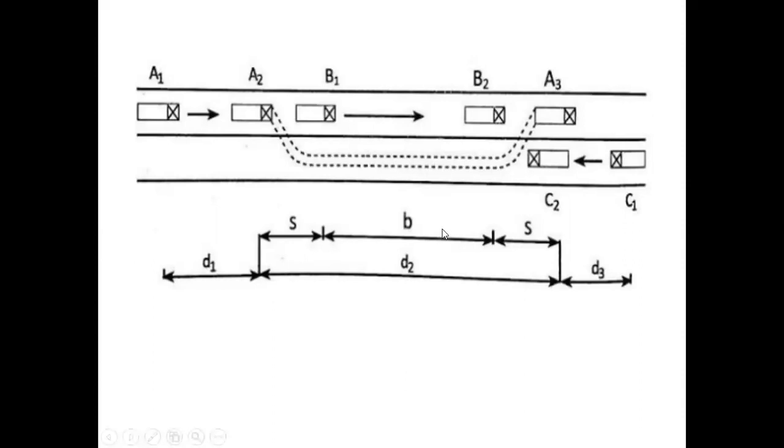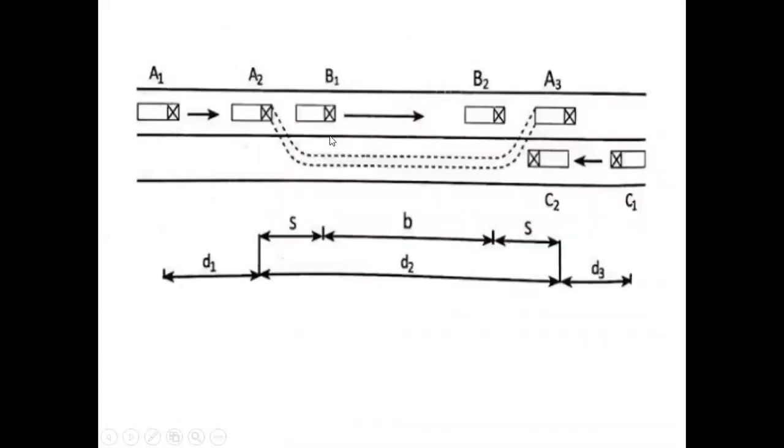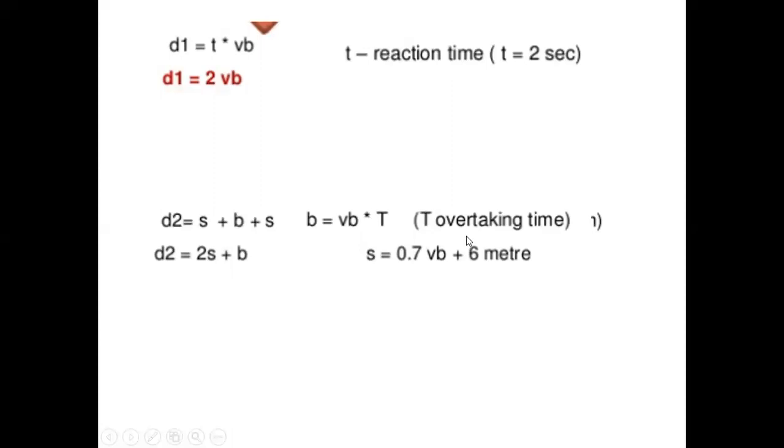Now how will we calculate this? Again, we know the distance is speed times time. This is a distance, or spacing, right? So B is speed times time. The speed will be the vehicle B's speed. Why? Because it is between the positions B1 and B2, so the main focus is vehicle B. When we are calculating the distance B, we'll be taking the speed of vehicle B. And what will be the time? This vehicle B has moved from position B1 to B2 during this overtaking time. Correct? So the T here will be the overtaking time.